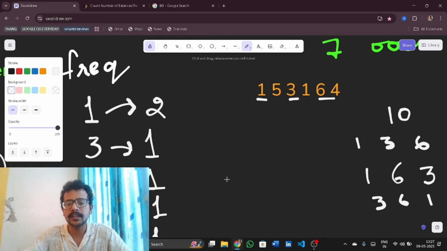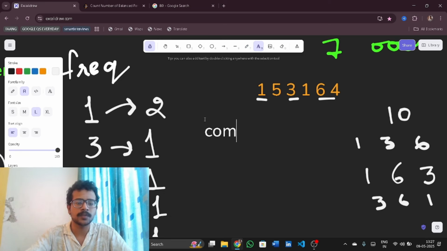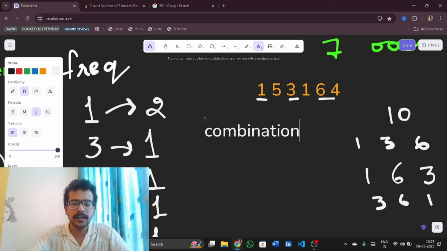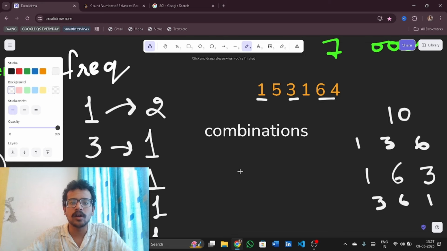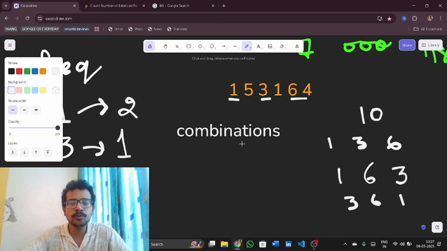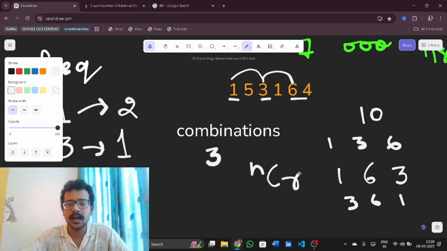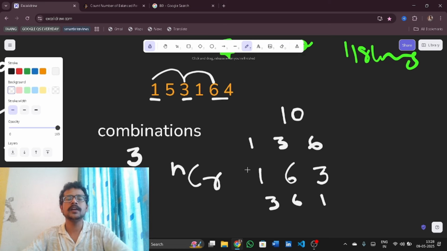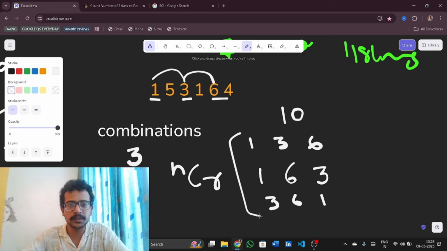Here is the main thing of combinations. Right, here comes the main thing of combinations. So we have three positions and also we have these three things and we need NCR, right? So here I have 1 and also 3 and also 6. We have three positions and also three numbers. So we need how many permutations we can get, right?